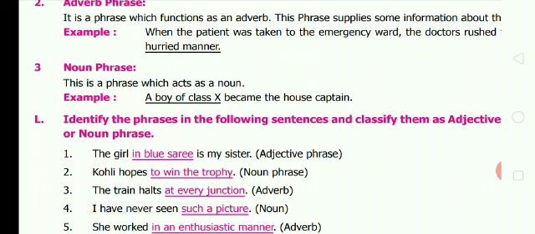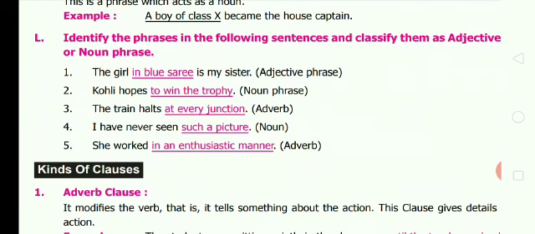Now, moving on to the next exercise, L. Identify the phrases in the following sentences and classify them. First one. The girl in blue saree is my sister. It talks about color, means it is adjective; number also will be referring to adjective. So adjective phrase. Second one, Kohli hopes to win the trophy, noun phrase. Hopes what? You ask the question what, you get the answer, it is noun phrase. Third one, the train halts at every junction. You ask the question where, it answers, so it is adverbial phrase.